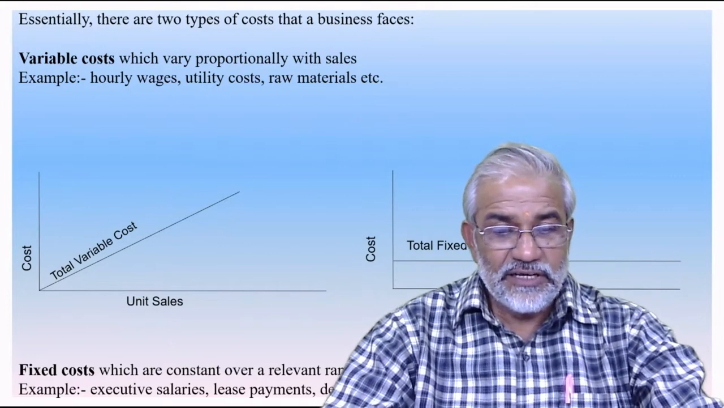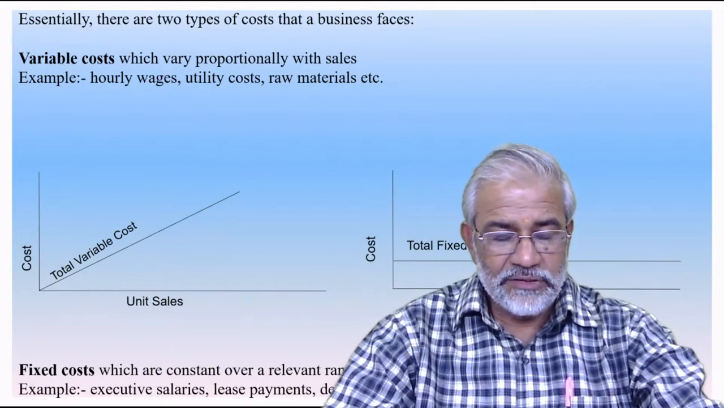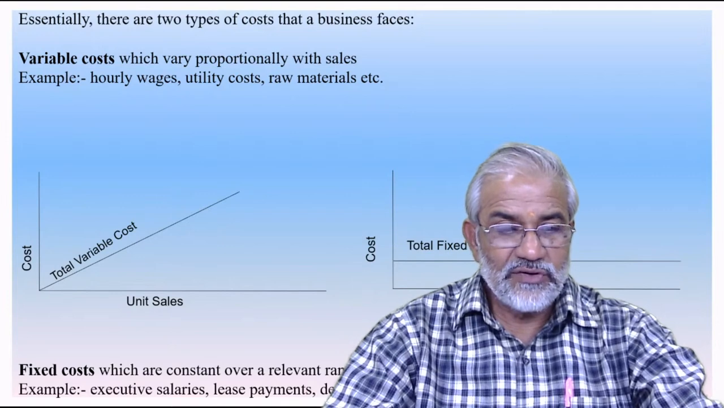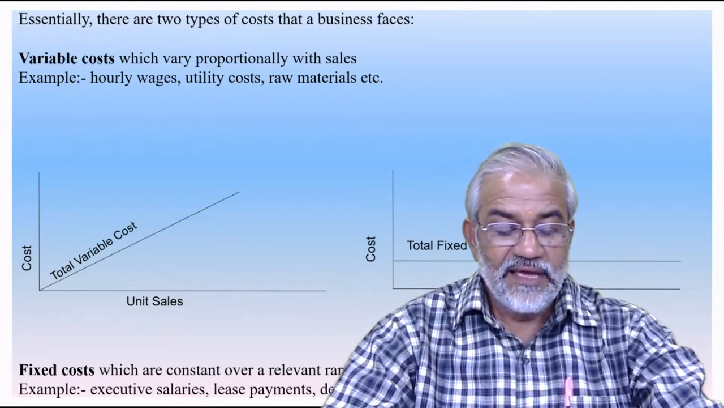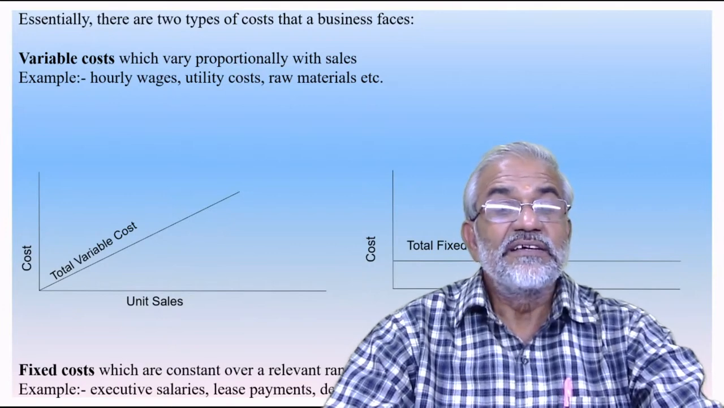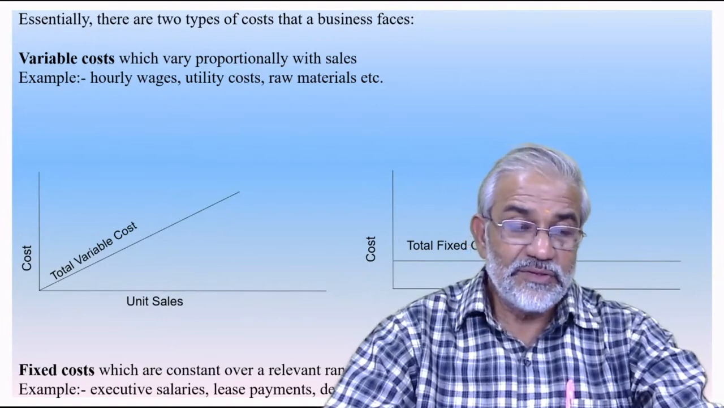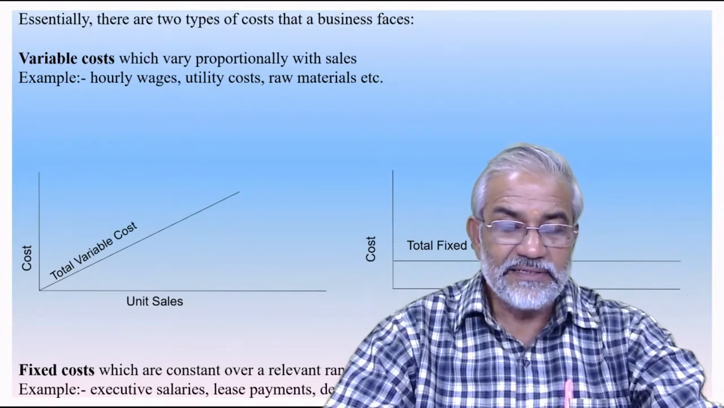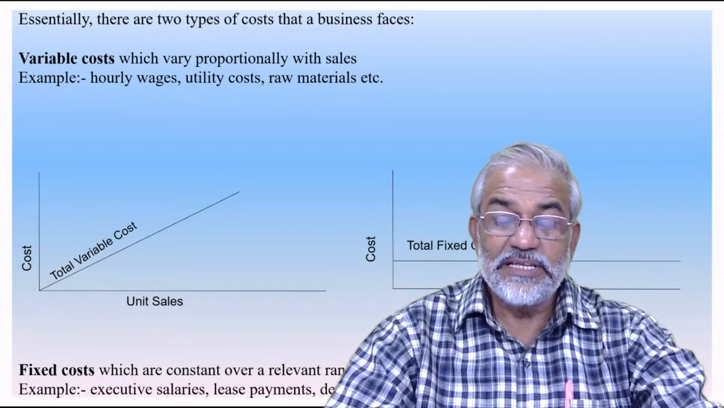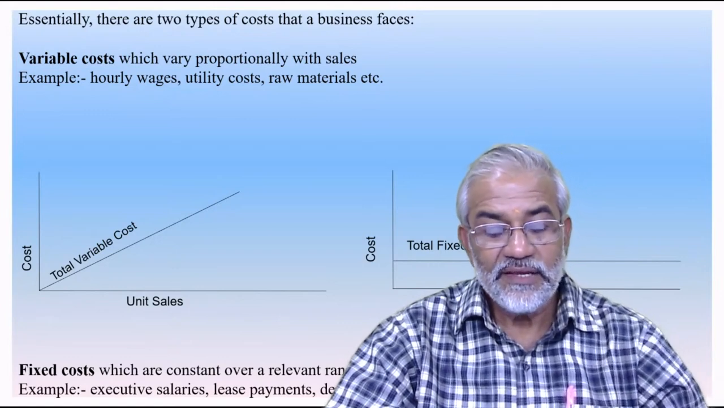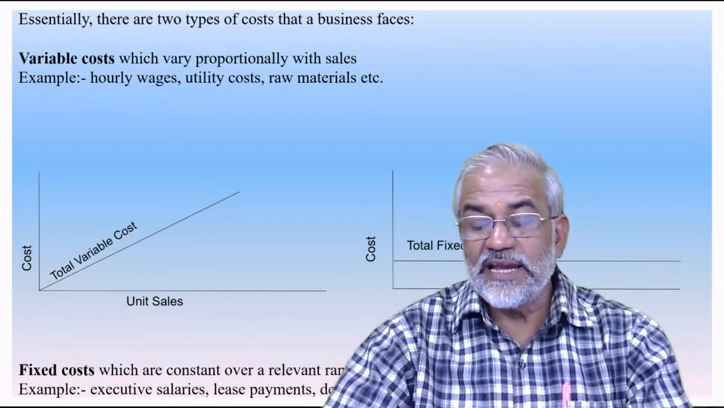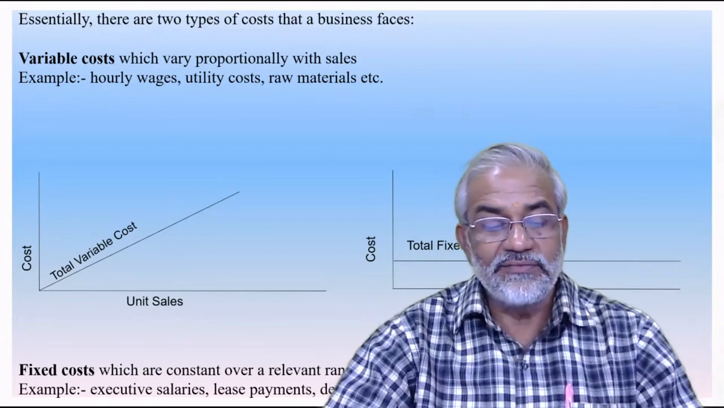The fixed cost, in other words, is that which is constant over a relevant range of sales. The examples of fixed cost are executive salary, the salary of the foreman, lease payment, lease rent, depreciation, and factory rent. All these are examples of fixed cost. It remains constant without any variation.